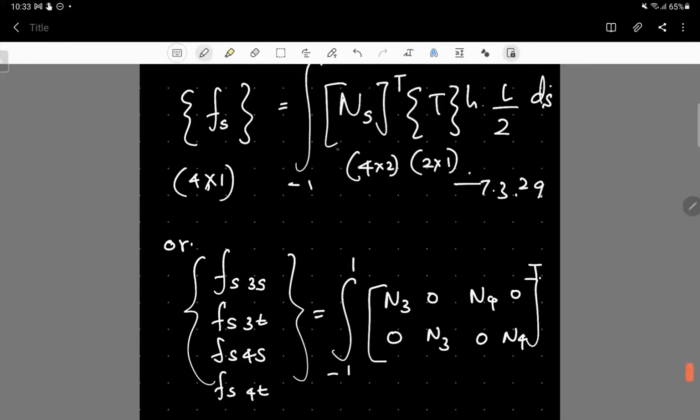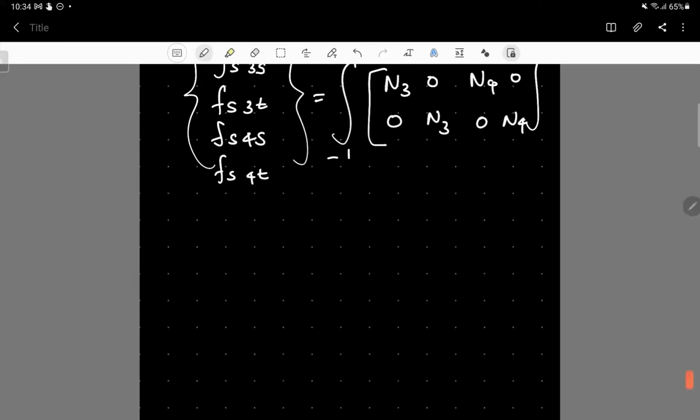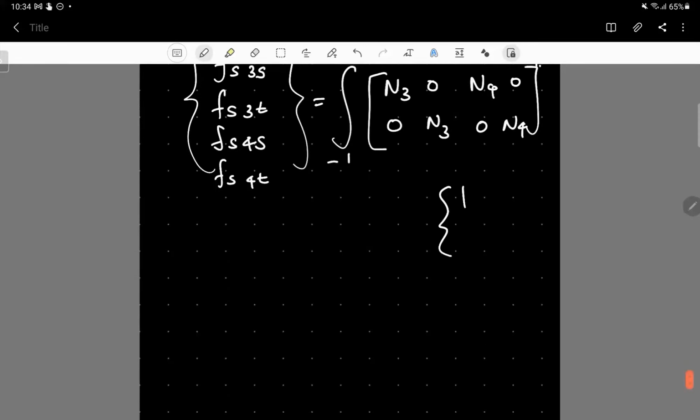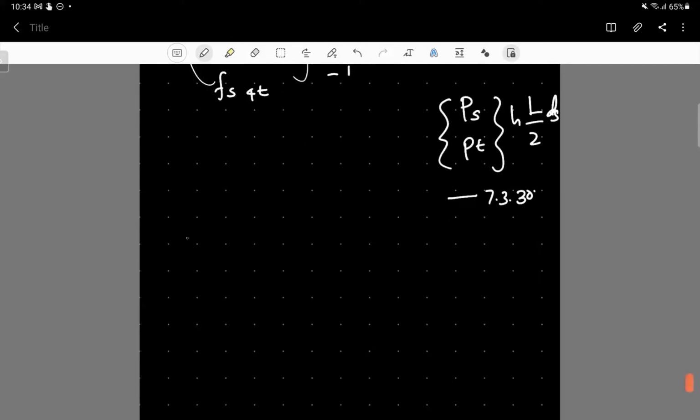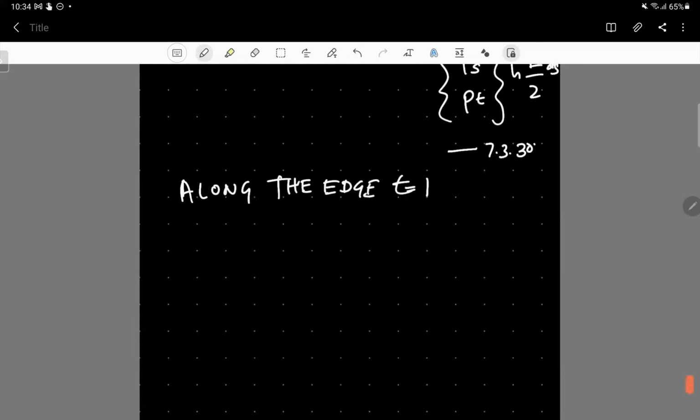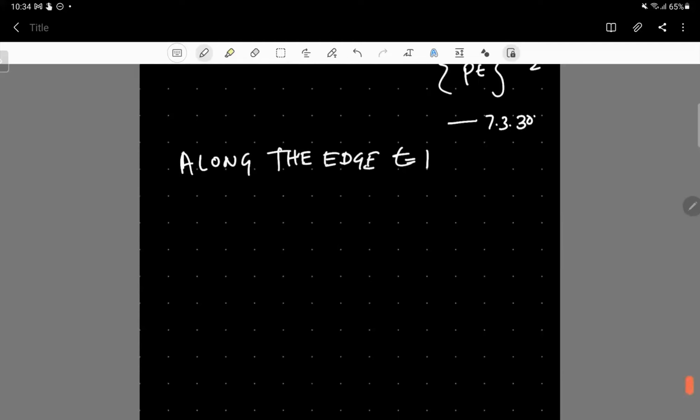This is what I have mentioned here: the transformation matrix, and of course the corresponding forces, the force matrix P. Let's write it as PS and PT times H L by 2 ds. Since we are evaluating this matrix along the edge where t is equal to 1, that is at node number 3 and node number 4, we know shape function 1 is equal to 0 and shape function 2 is equal to 0, and no nodal forces are present at nodes number 1 and 2.